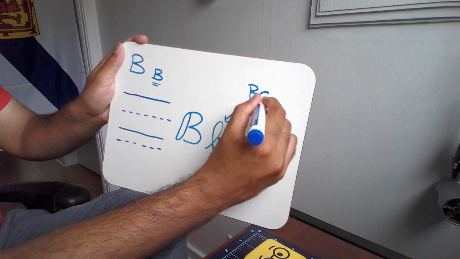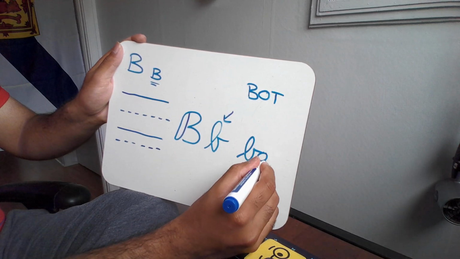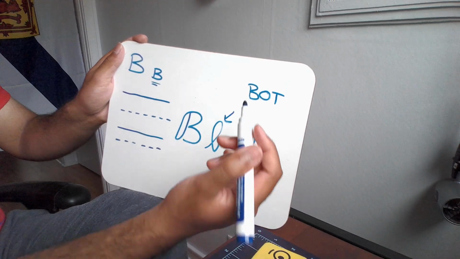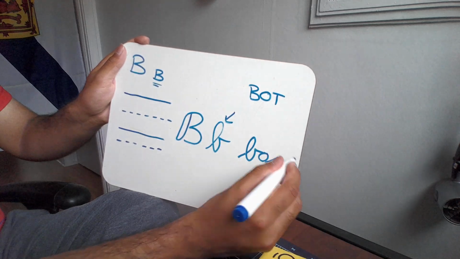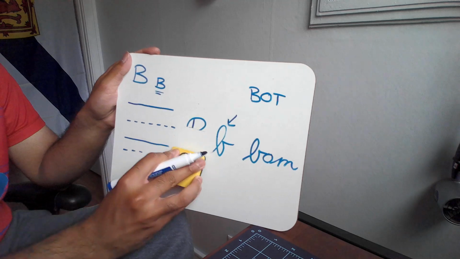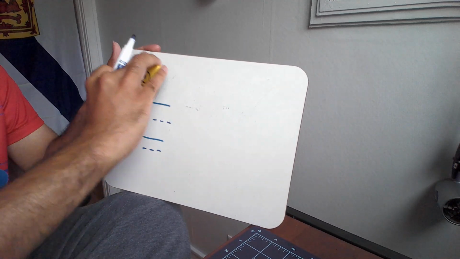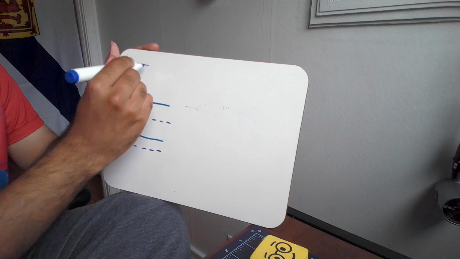So if I wanted to write the word vot, I would have a tall V, and then the rest of my word. But yeah, that's it for V. Next letter is G. This is the Russian G. Looks like this.